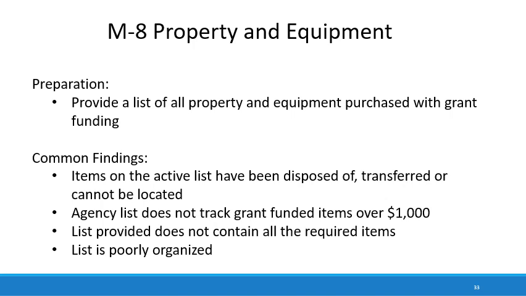When we're on site, we're going to select a larger sample and actually need to view those items and see that they're stored and that you still have them on hand. So some of the things that we find are items that are listed as active on your list have already been disposed of or transferred, or you simply can't find them. And the agency isn't tracking the grant funded items over $1,000, which we require.